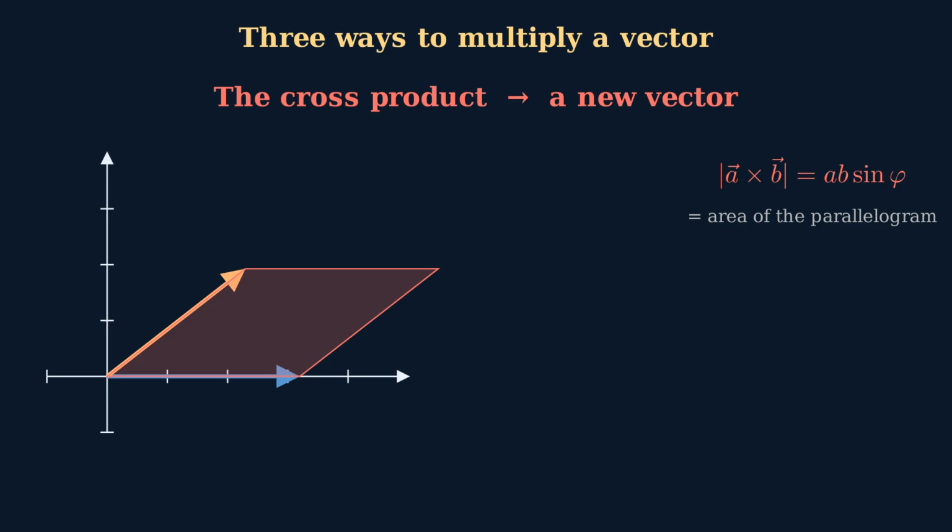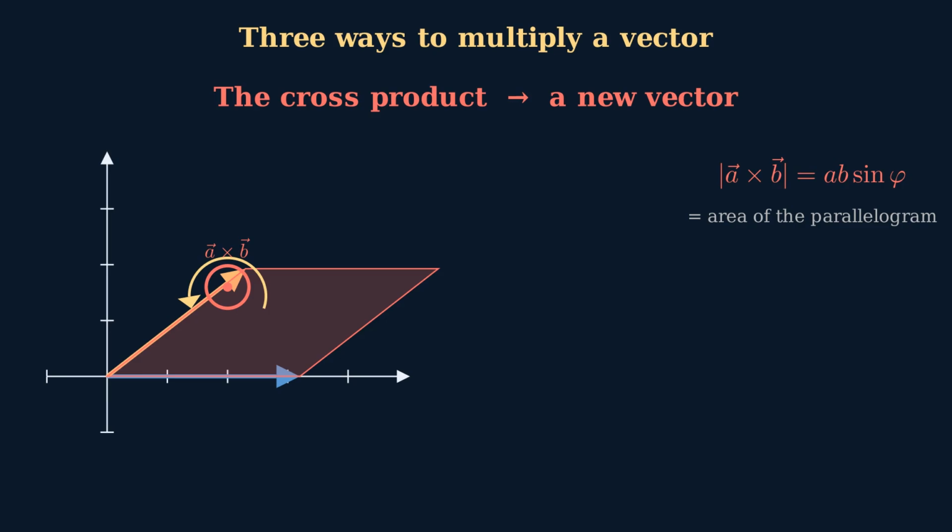Open them to a right angle and the area is largest. Parallel gives nothing, perpendicular gives the most. And which way does the new vector point? Perpendicular to both, straight out of the plane the two arrows lie in. The right-hand rule fixes the sense. Point your fingers along A, curl them toward B, and your thumb shows the direction.